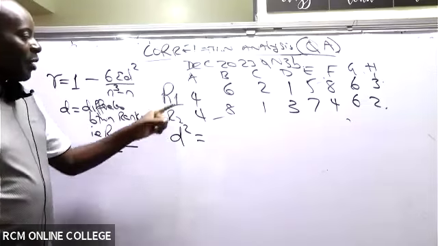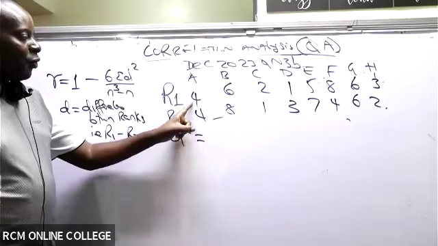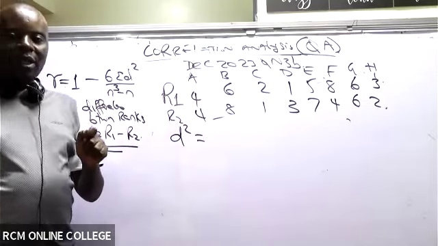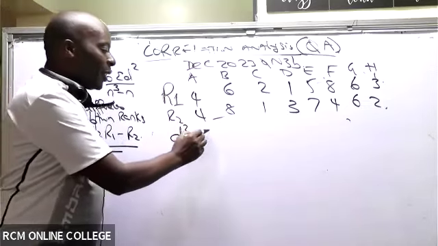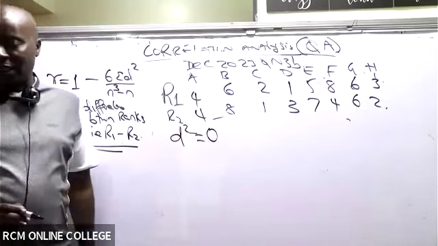So remember, you are taking rank one minus rank two. So 4 minus 4, you're getting 0. 0 squared will still give me what? Yeah, it will give me 0, like that.